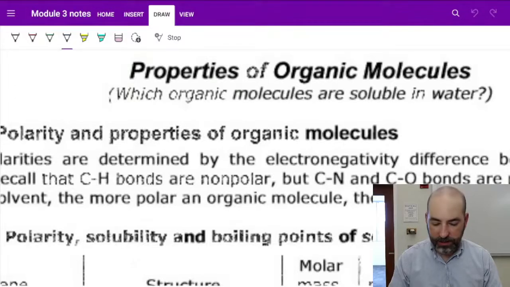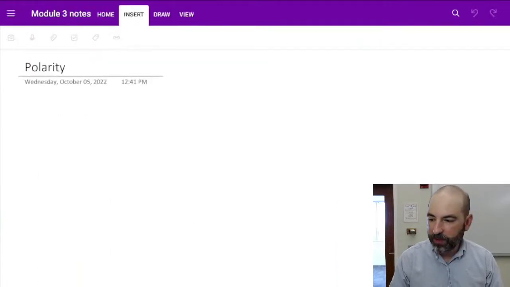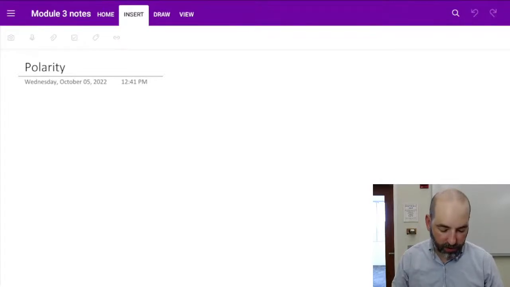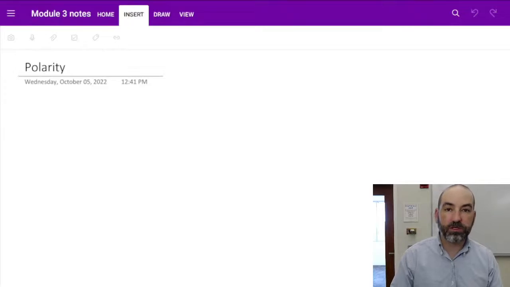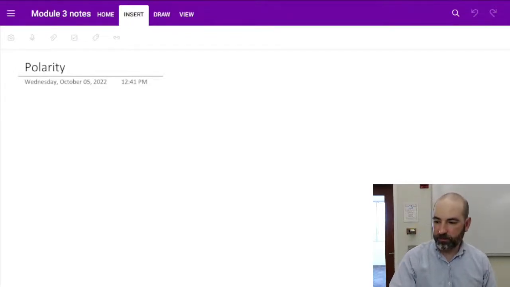So I've got a couple pages in the class notebook here. We can start with this blank one and just give you some general definitions, what we're talking about with polarity before we get into more of the consequences or conclusions of that. All right, so first, just a couple definitions here.